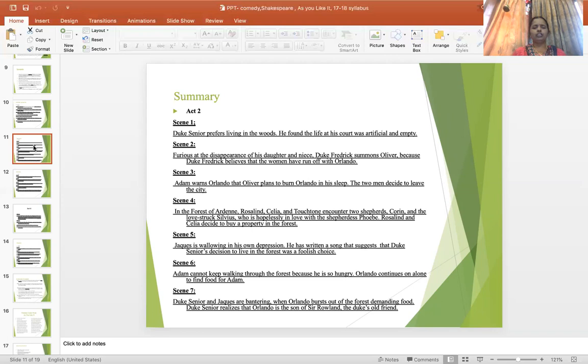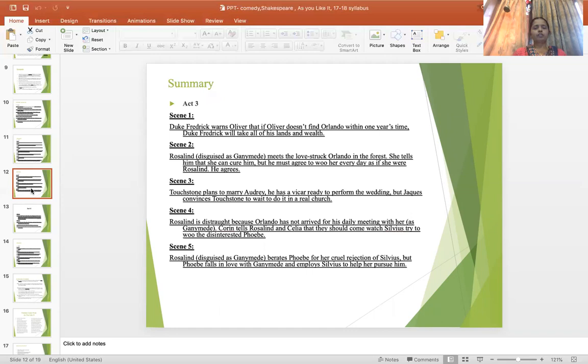Duke Senior and Jacques are bantering when Orlando bursts out of the forest demanding food. Duke Senior realizes that Orlando is the son of his old friend, Sir Rowland. In Act 3, Scene 1, Duke Frederick warns Oliver that if Oliver does not find Orlando within one year's time, Duke Frederick will take all of his lands and wealth.